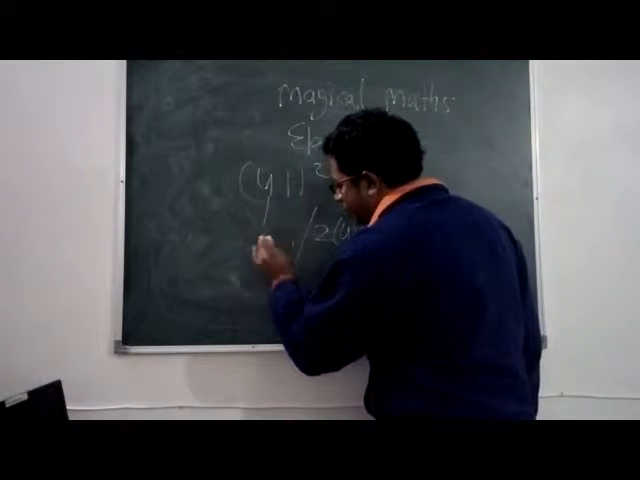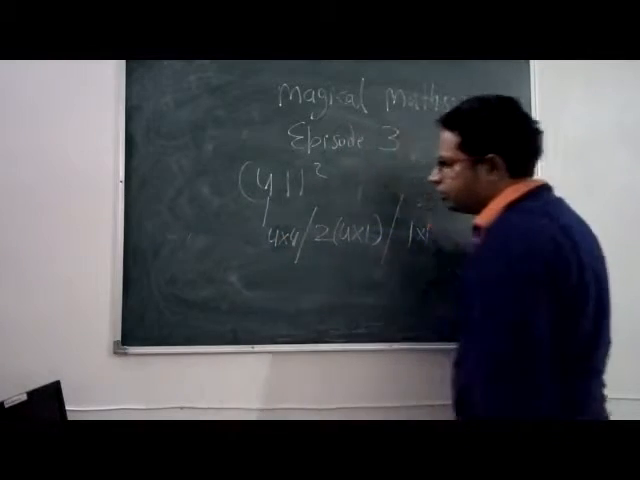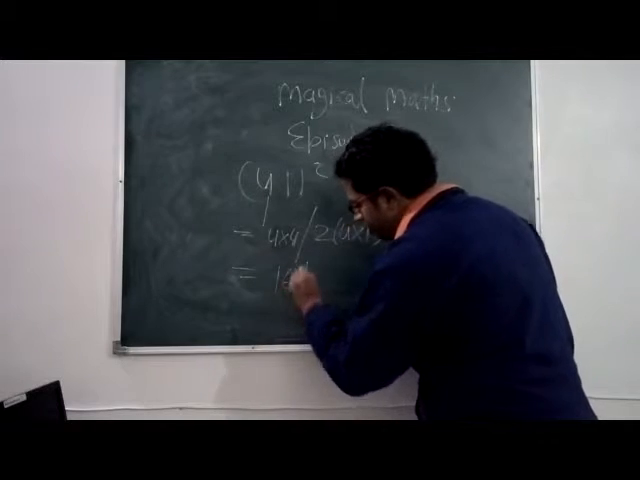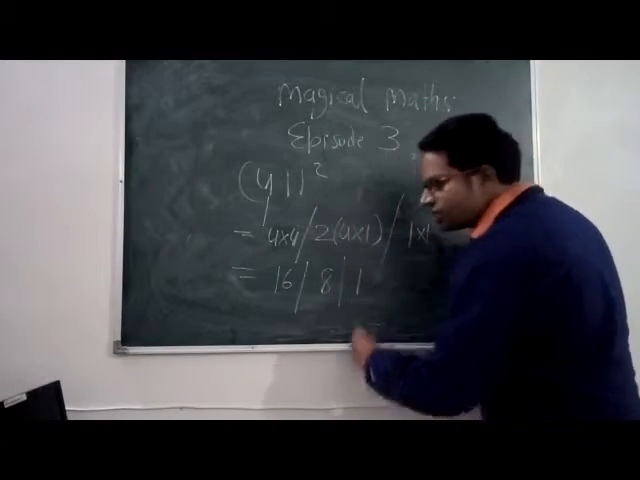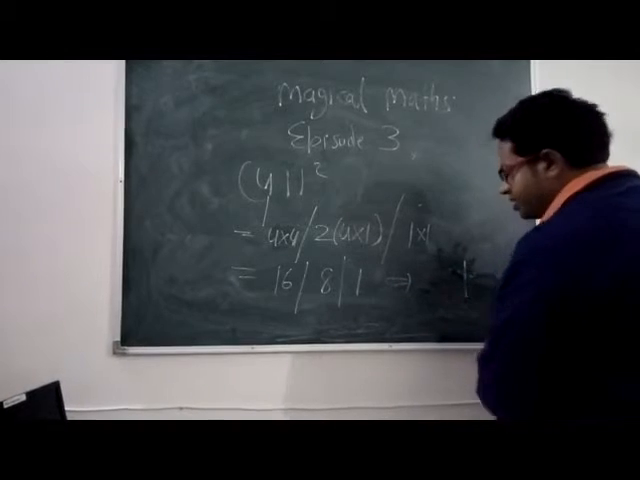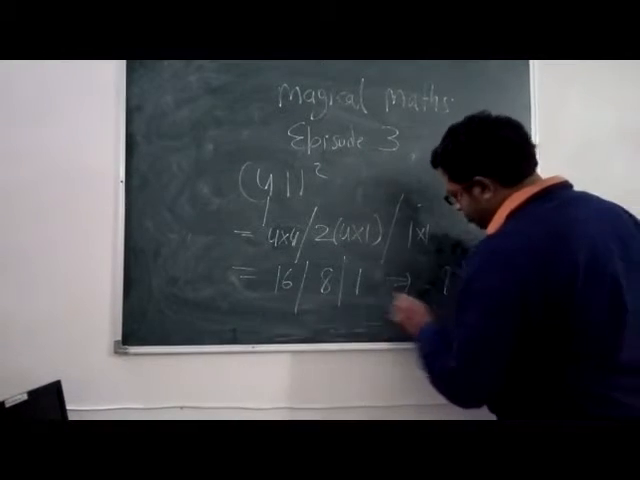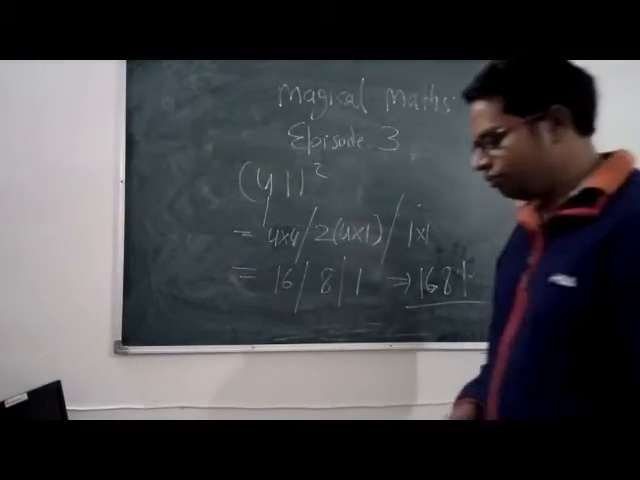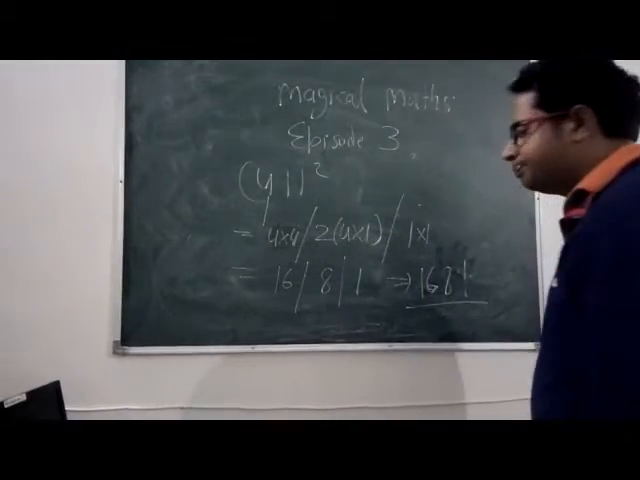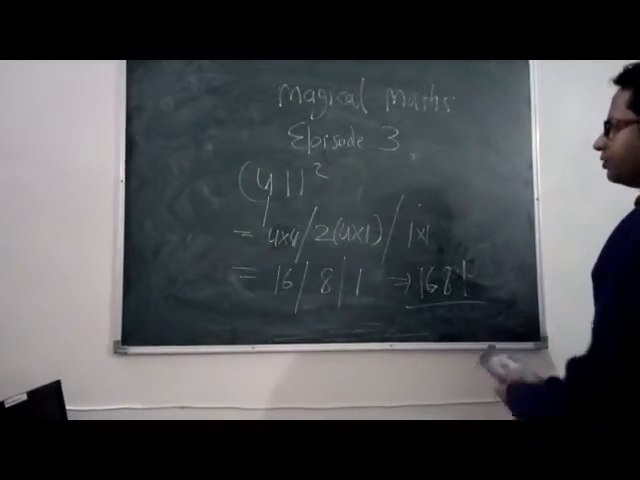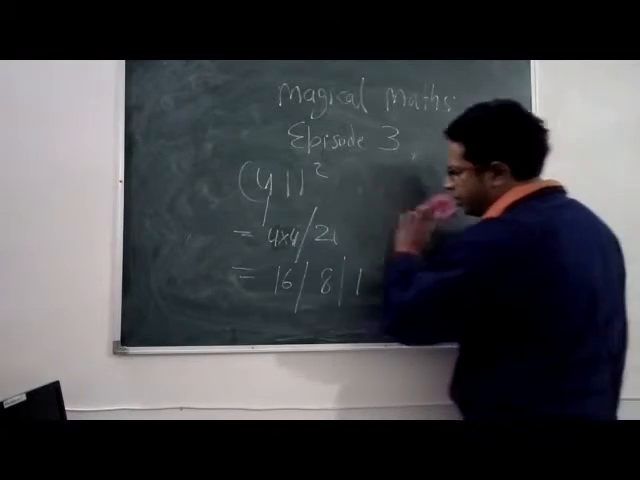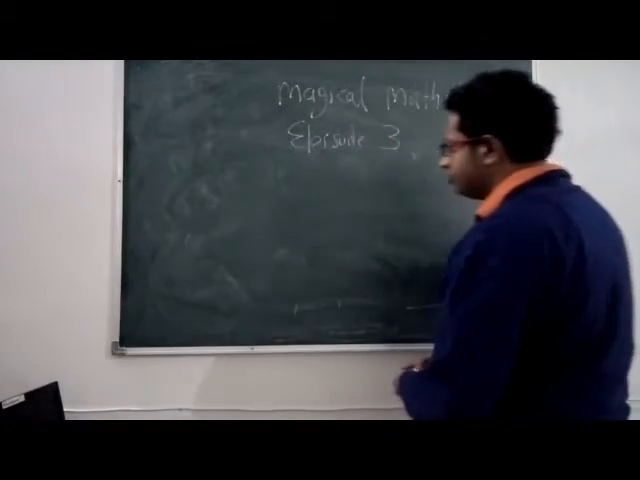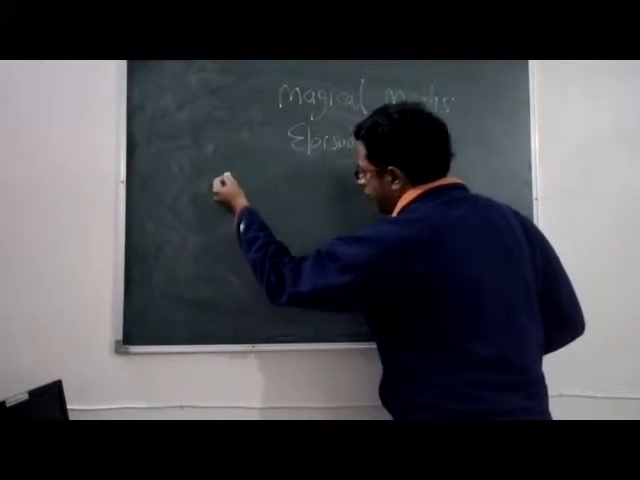So here I put it as 4 into 4, so that you can understand, right? Okay, so 4 into 4 is 16, and this is 8, and this is 8, right? So 1 is here, 8 is here, and 16 is here. So the solution is 1681. You can check with the help of a calculator whether this solution is appropriate or not. Okay, so next let's move to another one. I think you will enjoy these episodes.